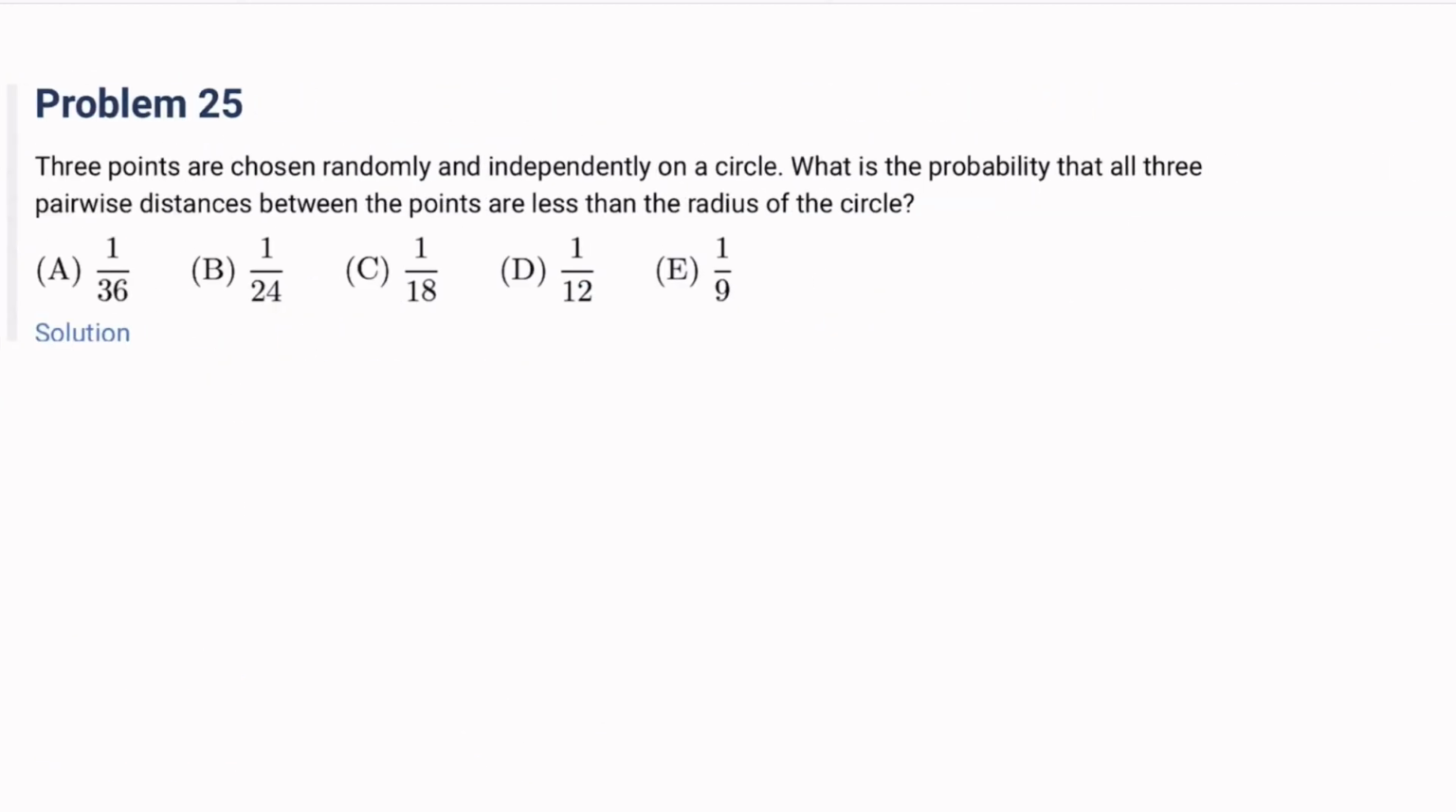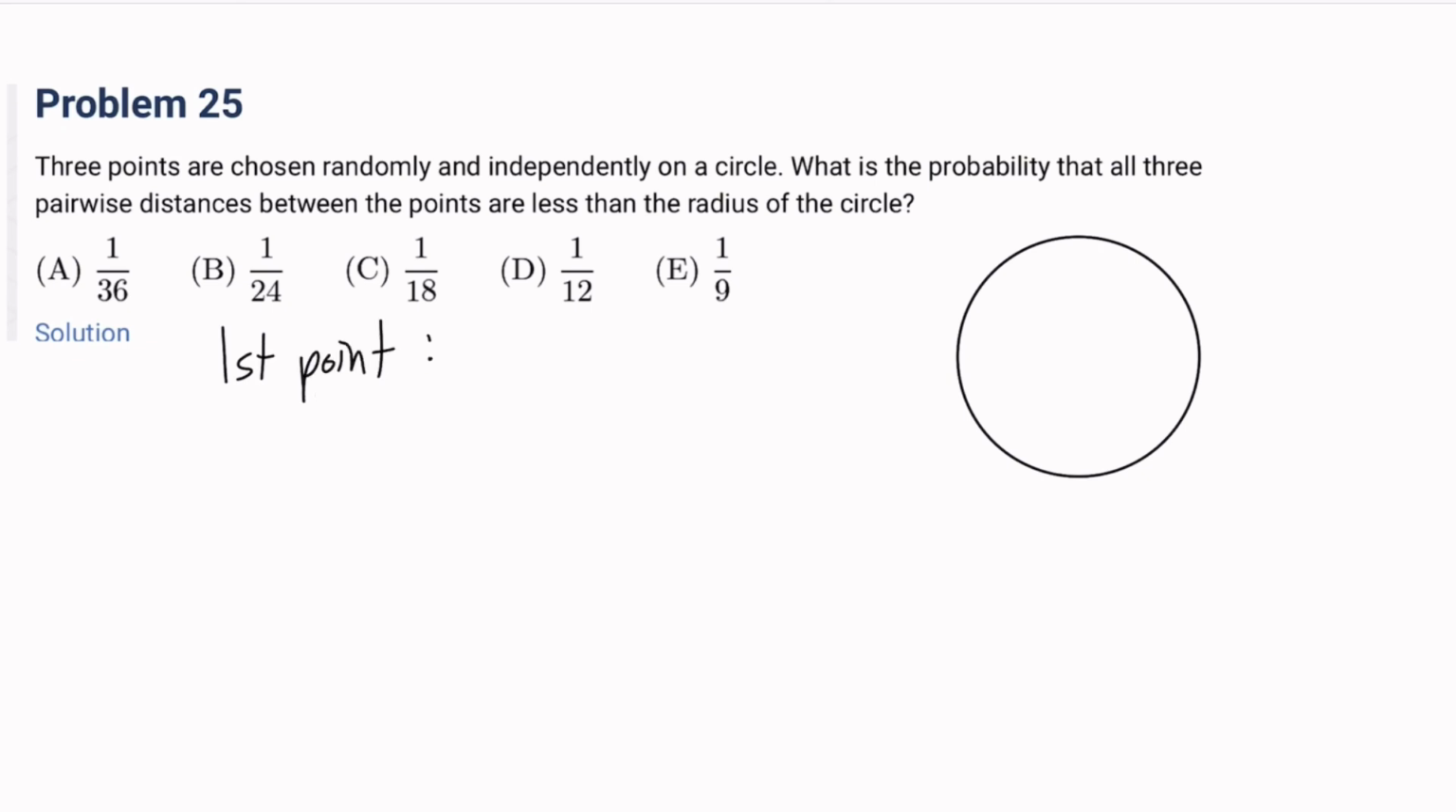Last problem, number 25. 3 points are chosen randomly and independently on a circle. What is the probability that all 3 pairwise distances between the points are less than the radius of the circle? Okay, so let's bring out a circle, this one here. And now we need to put on 3 points, right? So we have the first point.